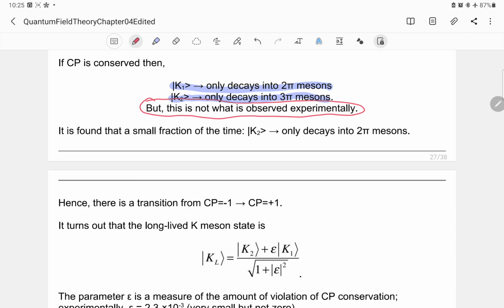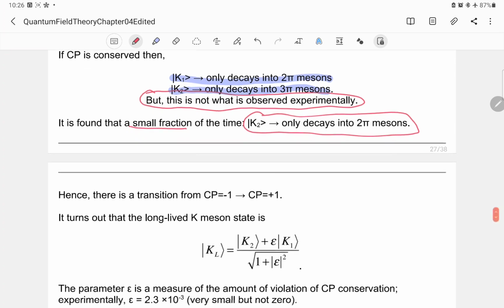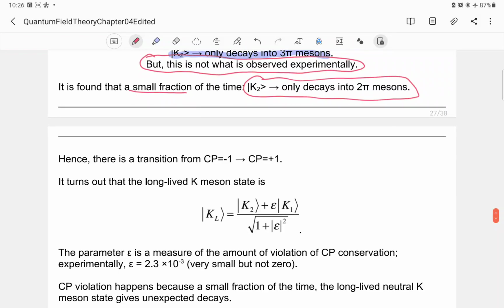Because it is found that a small fraction of the time, K2 decays in only 2 pi mesons. So there's a slight violation of the CP, although it's just a very small fraction. Hence, there's a transition from CP equals -1 to CP equals +1.